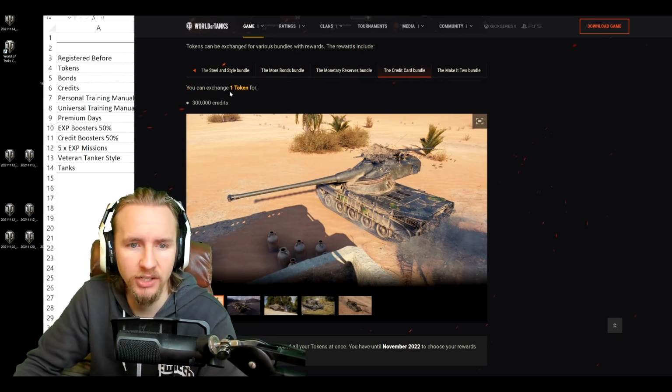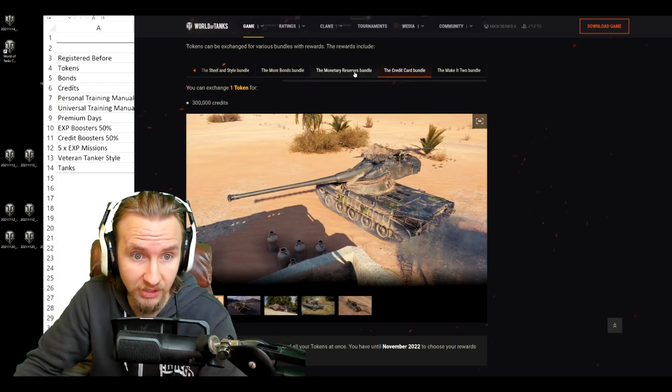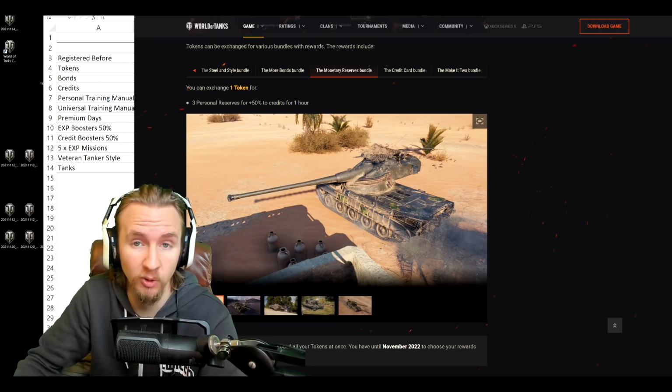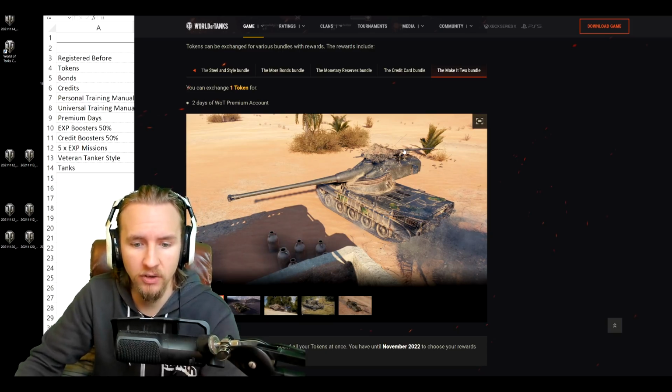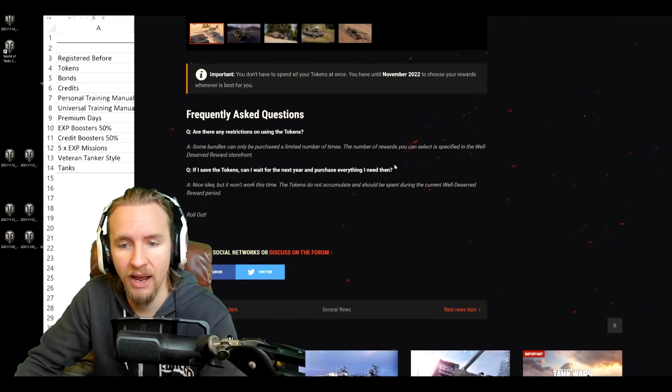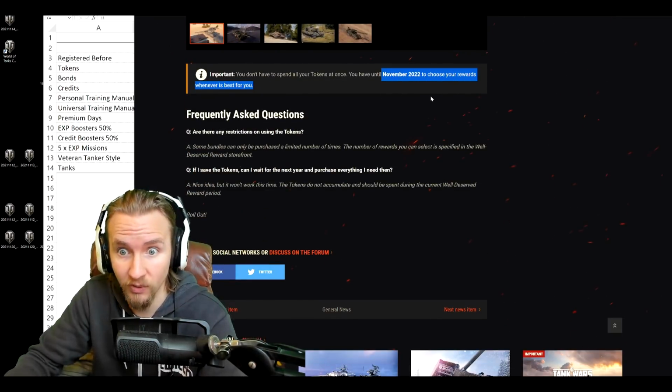Alternatively, you could change one token for 300,000 credits. I personally think that would be a terrible idea compared to buying the credit boosters, running a premium account and playing a premium tank. Or alternatively, you could exchange a token for 2 days of WOT premium. And remember, you don't have to spend all of your tokens all at once. You have until November 2022.